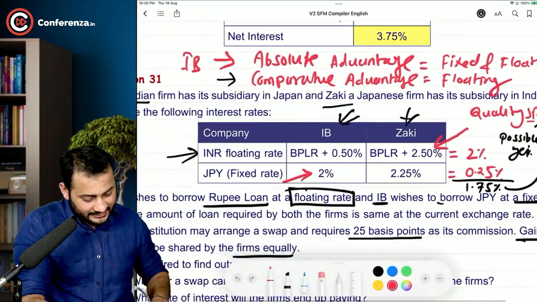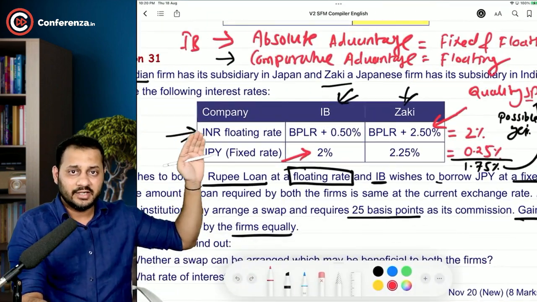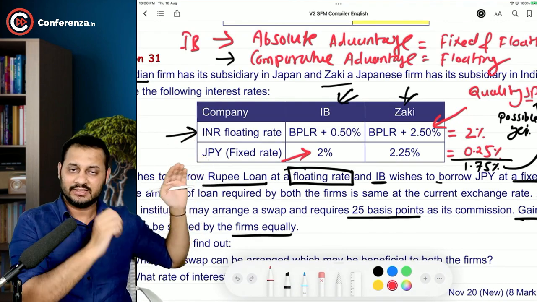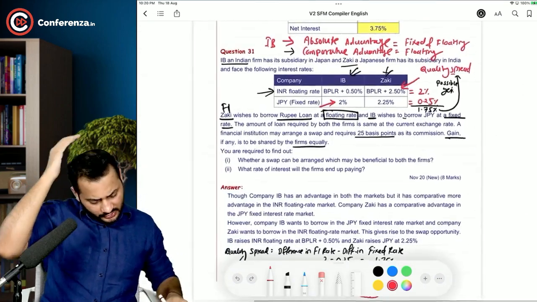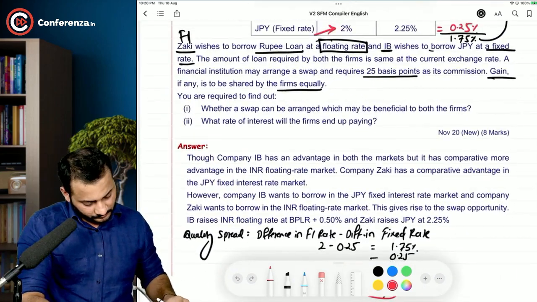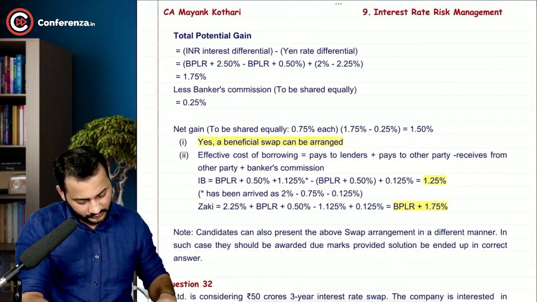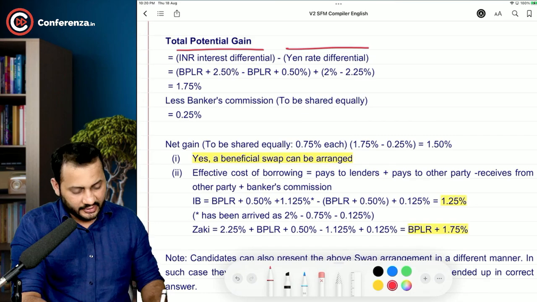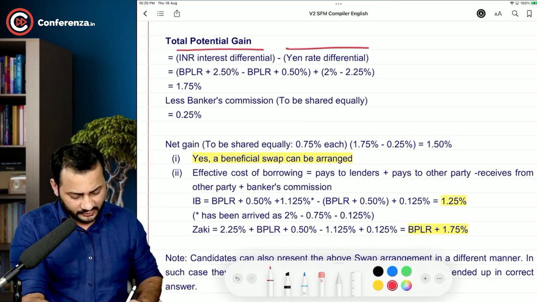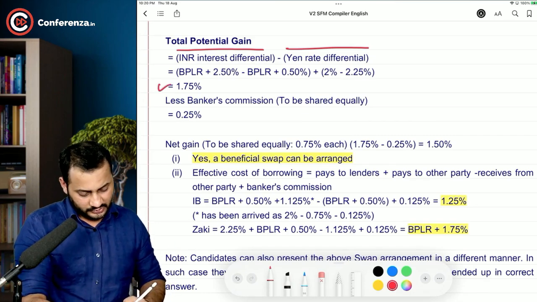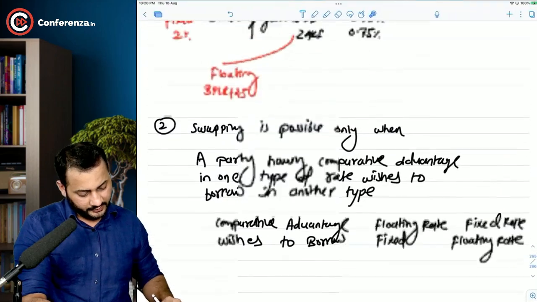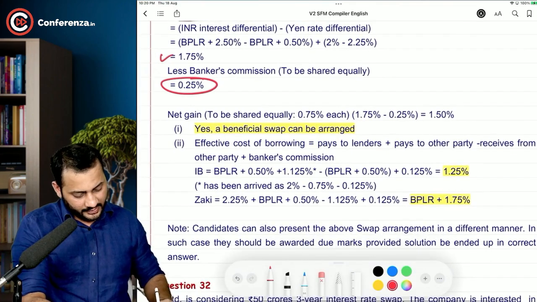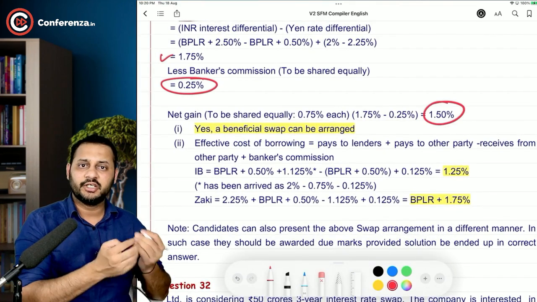So in this case, exactly the same is happening. IB has an advantage in floating, but it wants a loan at fixed rate. And that's when the swapping will happen. Okay, so let's come to this point, the potential gain. See, the interest rate differential, or fixed and floating rate differential, is 1.75%. Am I right? Yes. And then 0.25 will be taken by the bank, and the balance will be 1.5%, which will be shared by both equally.